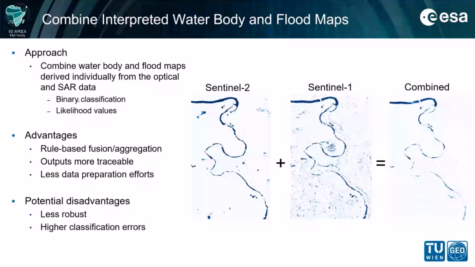The combination could involve just an overlay of the binary classifications, but what I will argue here is that it's better to use likelihood values that are derived individually from the optical and the SAR data. The advantage of this approach is that you can go to rule-based fusion or aggregation methods, where you can use your knowledge about surface water dynamics to make decisions on how to combine the data.